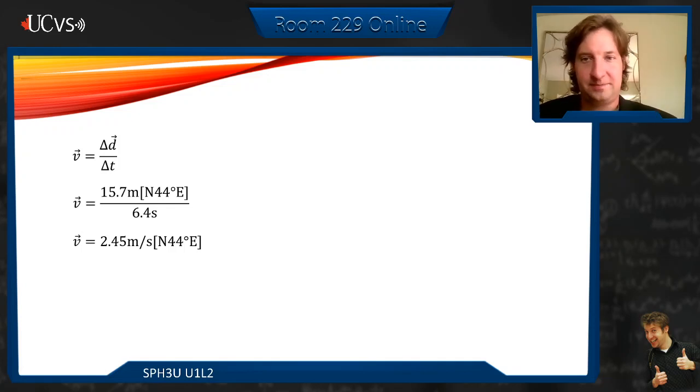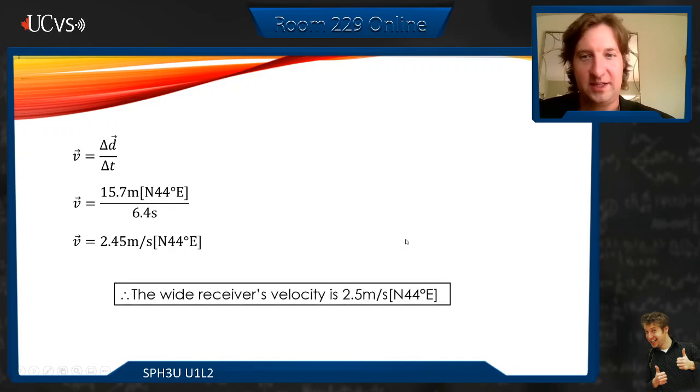So final answer. Okay. Rounding it to the 2 significant digits, we get 2.5 meters per second north, 44 degrees east. All right, and there's my final answer after doing all that work.